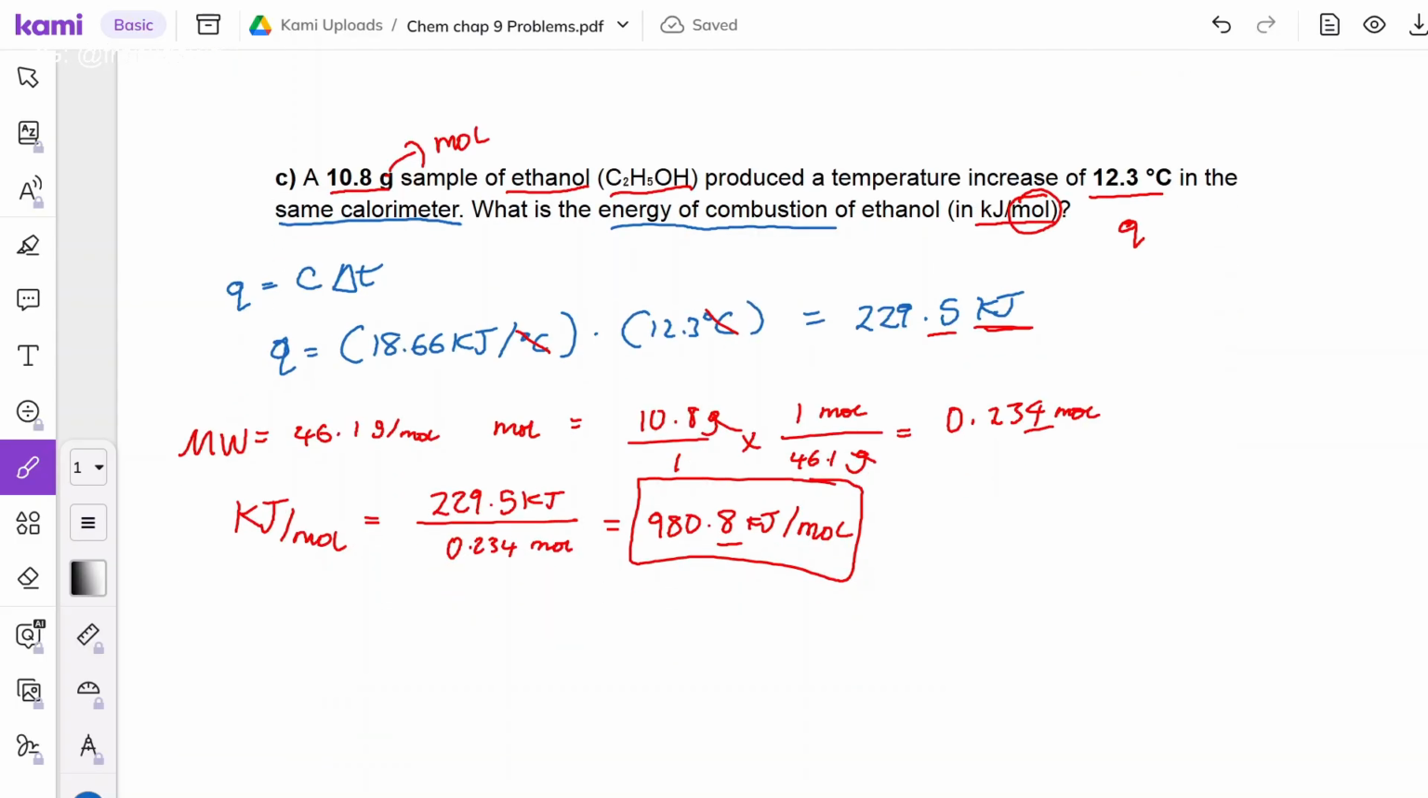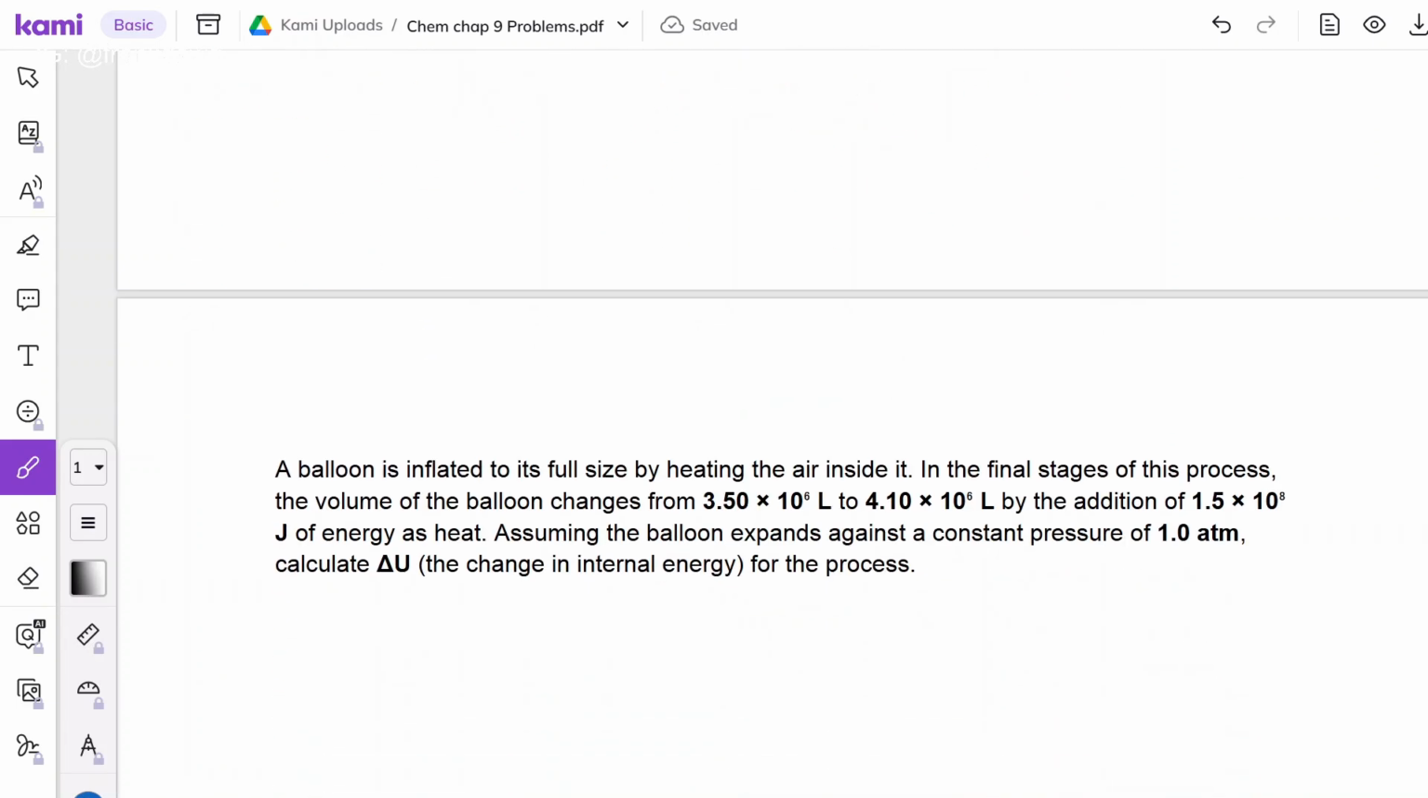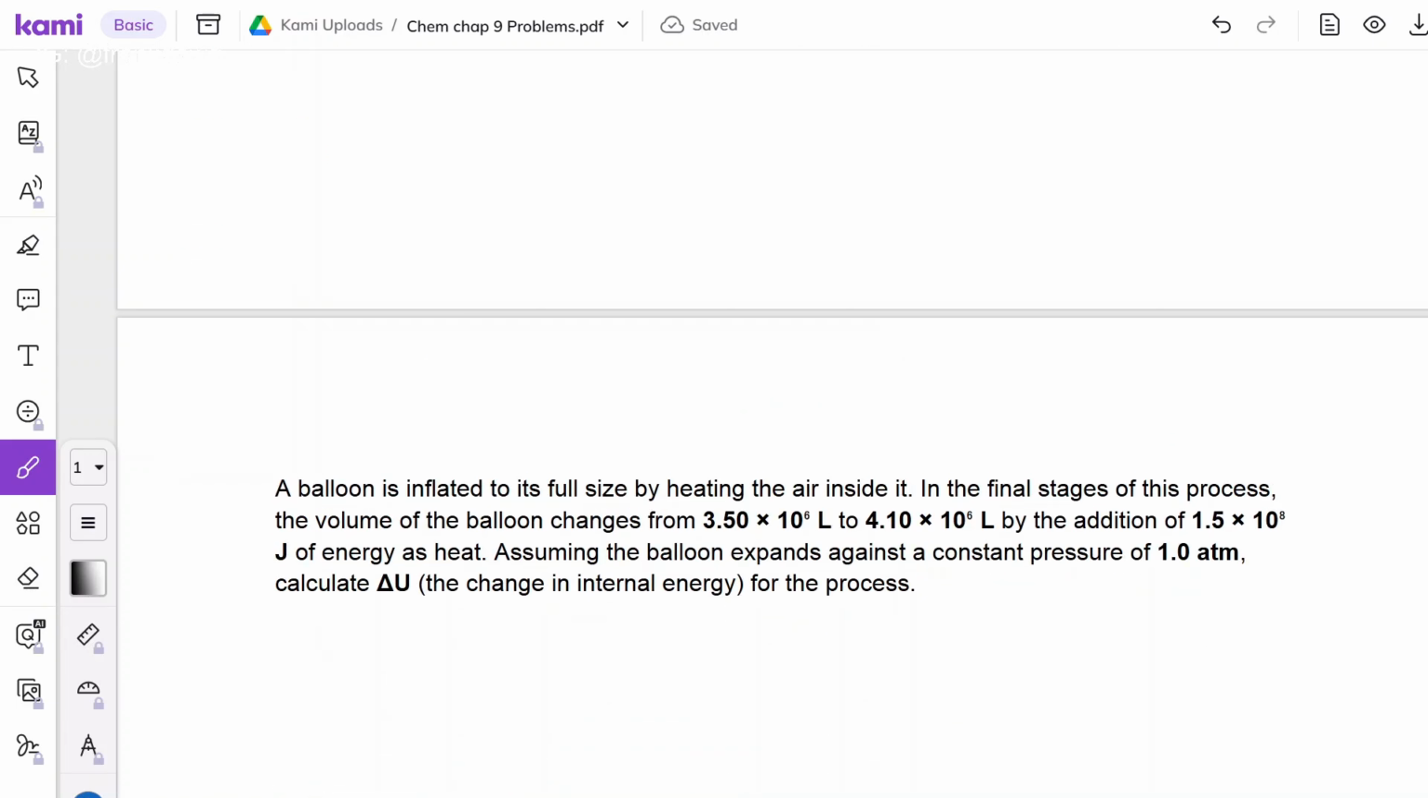Since I already talked about most of the concepts for this chapter, I'll do more practice problems to solidify those concepts. So earlier, I talked about the internal energy, which is equal to Q plus W.